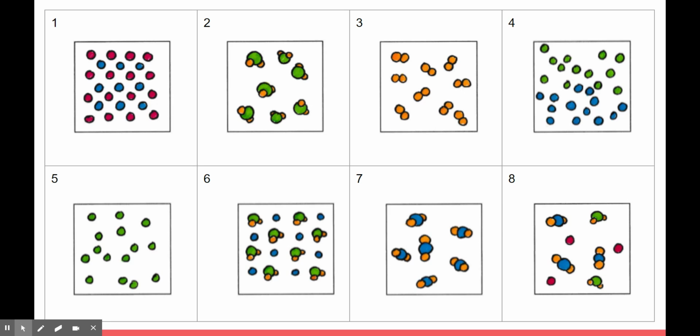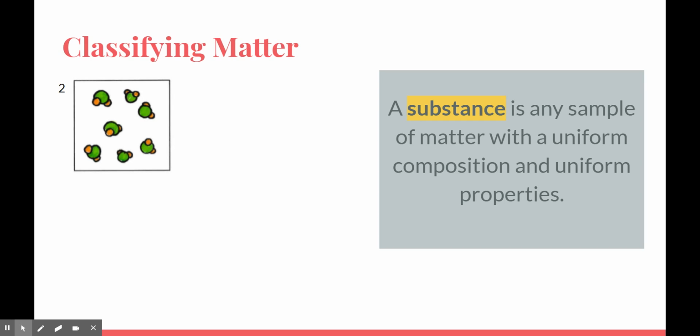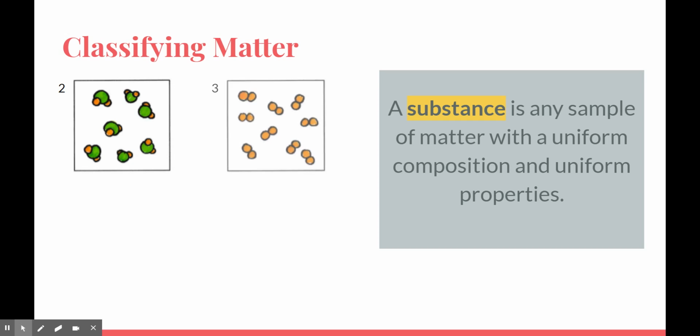Okay, so let's look at these 2 groups. The 2 types of matter are substances and mixtures. So let's start with substances. A substance is any sample of matter with a uniform composition and uniform properties. Now, when I say uniform, I mean that every individual particle is the same. In this image, you'll see that every individual particle has 1 green atom and 2 small yellow atoms. Every single one is the same.